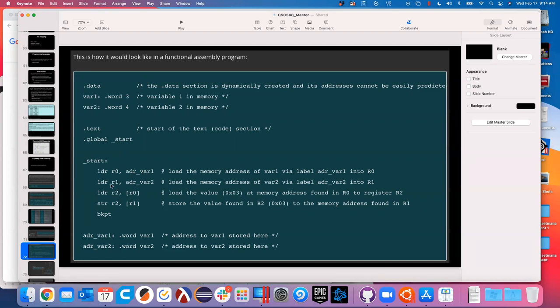The third line here says load into R2 the value found at that memory address. This next line says store into R1 the actual address of var2. This last line says, actually, store at this memory address, var2, the value that I have in R2, which is var1's value.